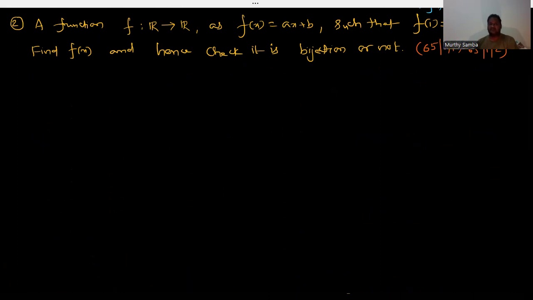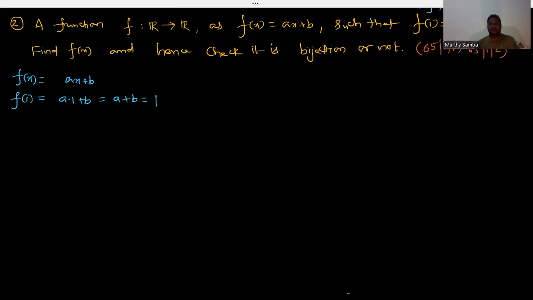Okay, so when you check whether it is bijective or not, first of all, what is the function f of x? f of x is equal to ax plus b. And the value of f of 1 is given as 1. That means substitute 1 in the place of x: a into 1 plus b, which is equal to a plus b. Therefore the value of a plus b is given as 1, right?